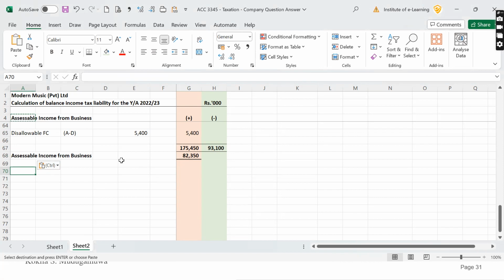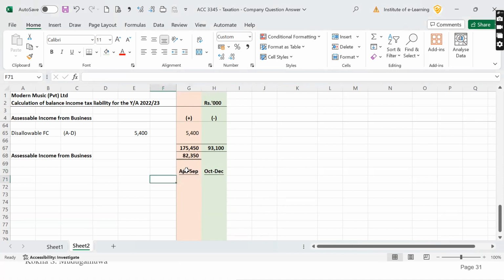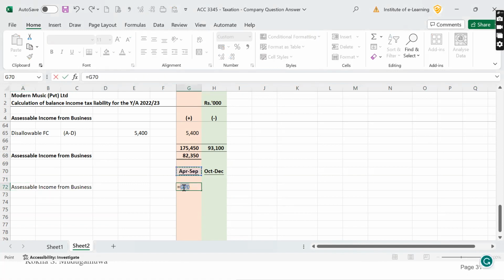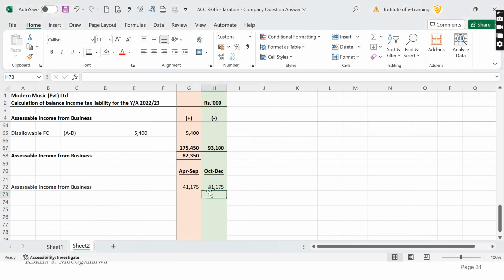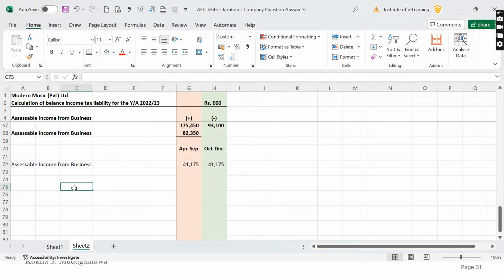Then, going forward, the balance part: first period and second period. April to September, the first 6 months, and October to December, the second 6 months. Then we have to get assessable income from business for the first period and second period, and then we'll go ahead with the investment income. Here I will use a pro rata basis, that means 50% for this period and the balance 50% for the other period.